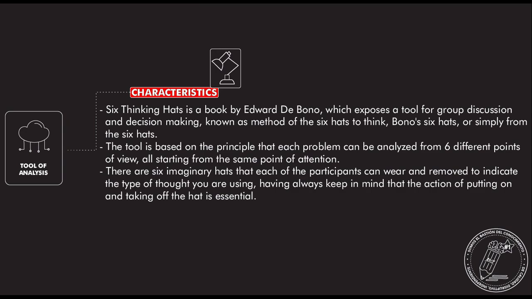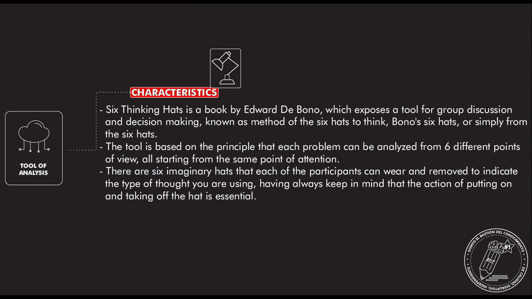Six Thinking Hats is a book by Edward de Bono, which presents a tool for group discussion and decision making, known as the method of the six thinking hats, the Bono six hats, or simply the six hats. The tool is based on the principle that each problem can be analyzed from six different points of view, all starting from the same point of attention.